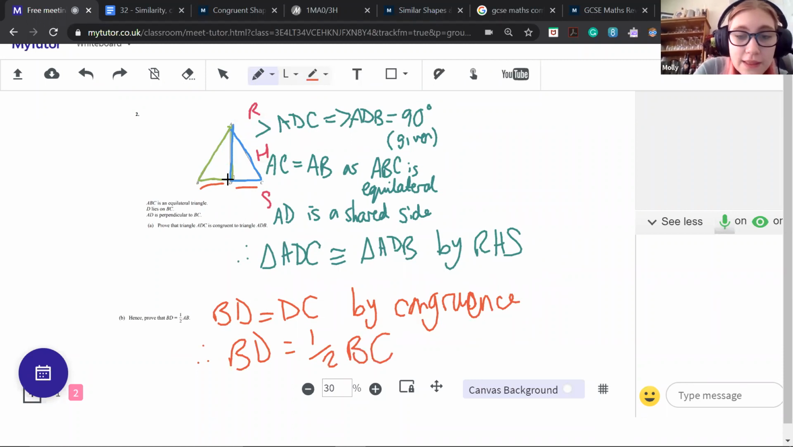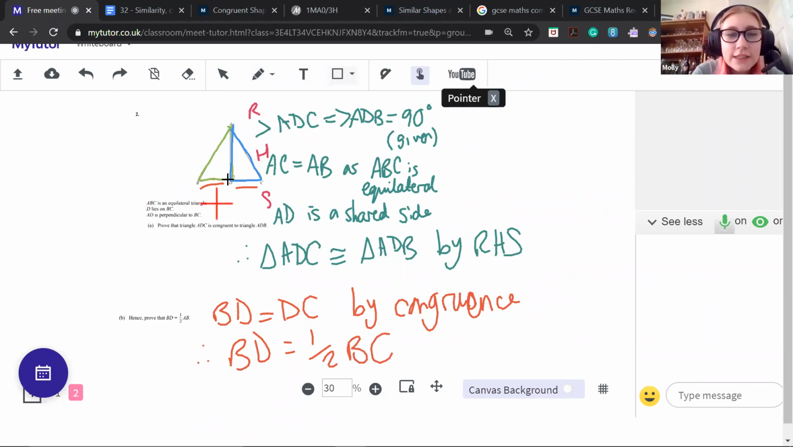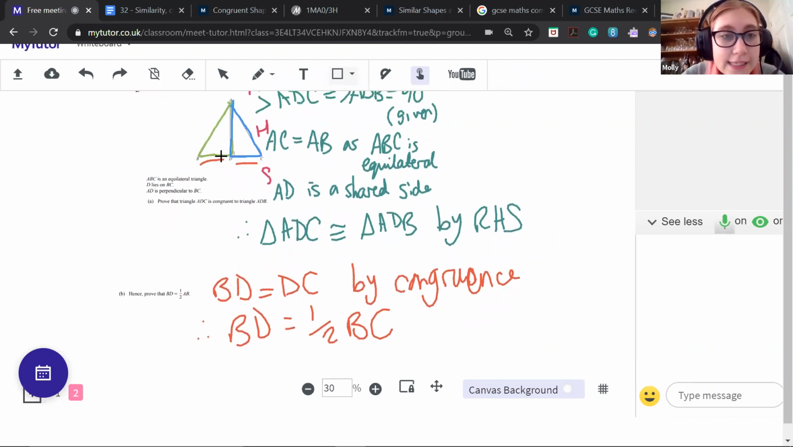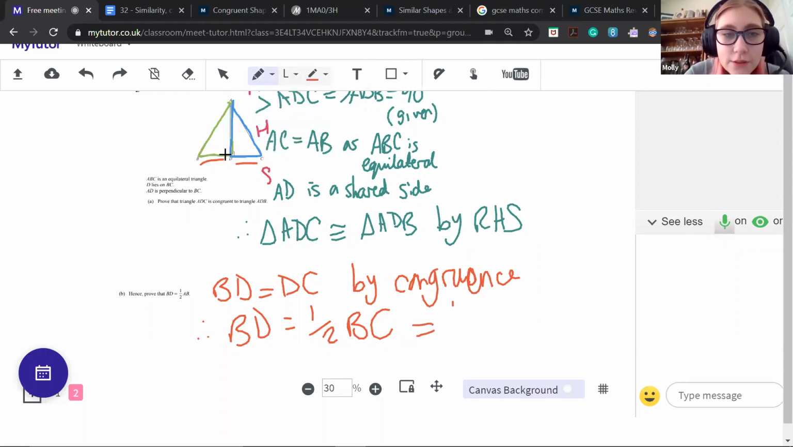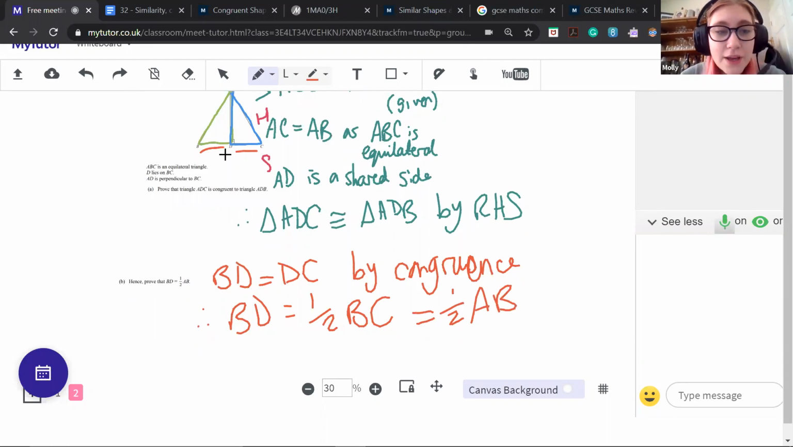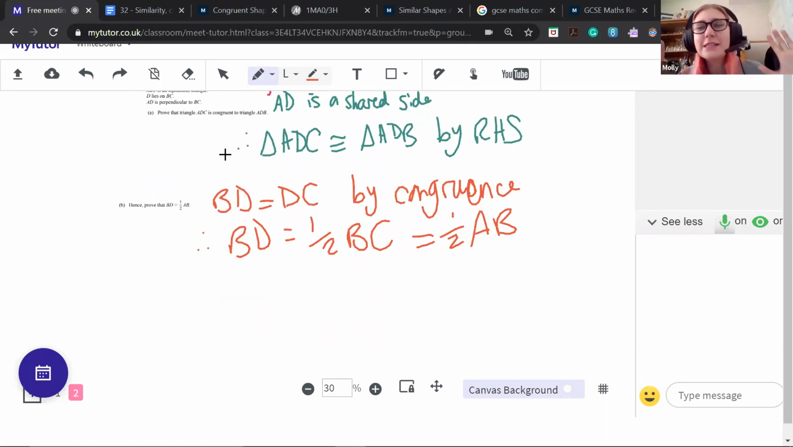You don't need to explain that one. That one is kind of obvious. If 2 of them are the same, then it's half of this whole thing. And because BC is equal to AB, because it's equilateral, all of these sides are the same. So we can just say that equals half AB. And then because it's a proof, this is more fun mathematical notation.